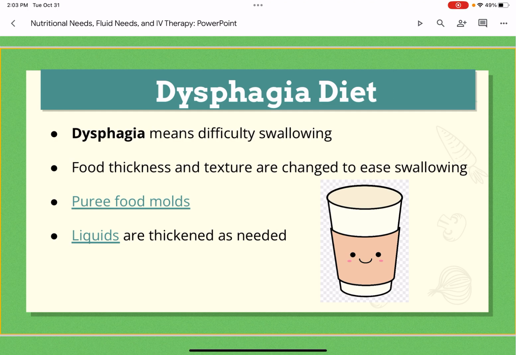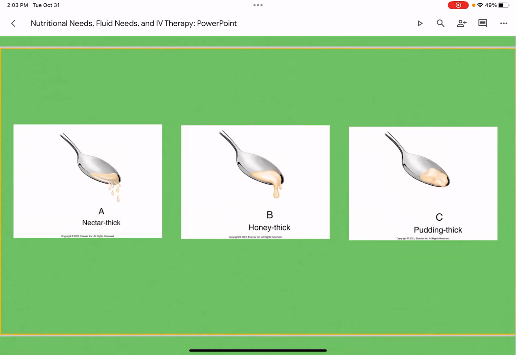Pudding thick liquids are extremely thick. The liquid stays on a spoon in a soft mound. It can be sipped or served with a spoon. Thick-It is a product that works like cornstarch to thicken liquids. This is a picture of the different consistencies of thickened liquid.